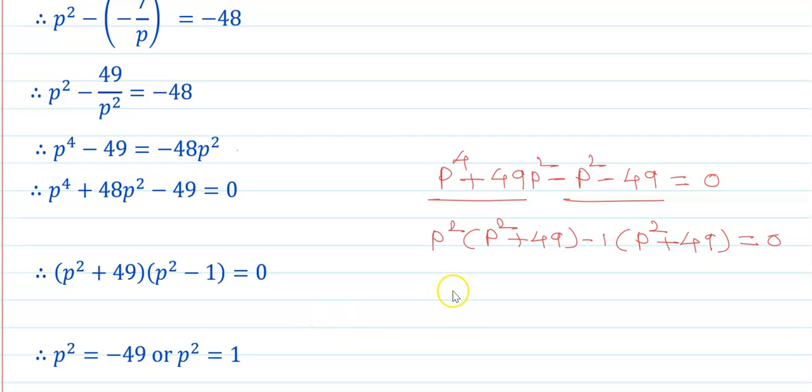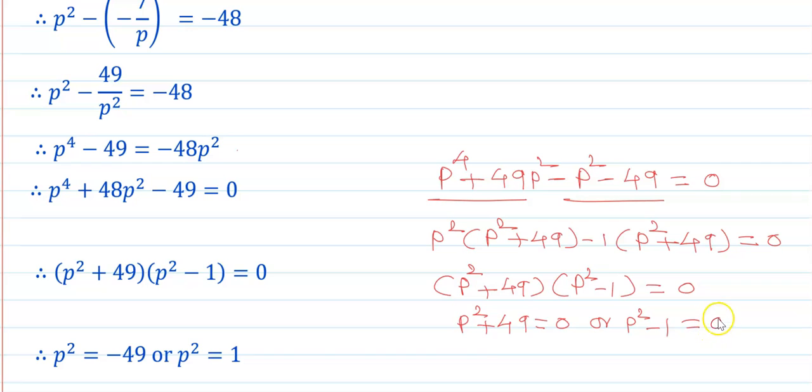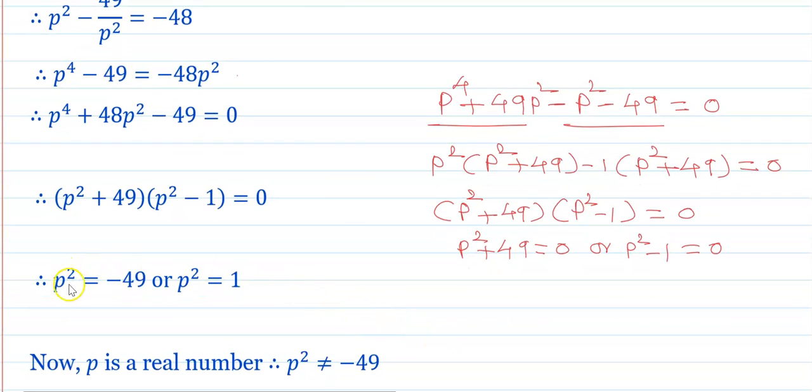Okay, and next in bracket you will get p square plus 49 in bracket p square minus 1 that's equals to 0. p square plus 49 is equals to 0 or p square minus 1 is equals to 0. p square is equals to minus 49, p square is equals to 1.